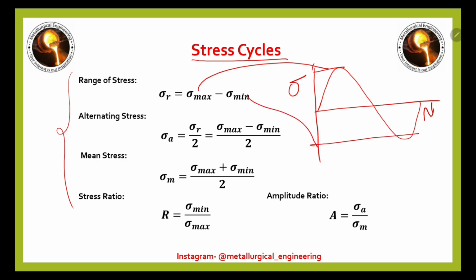The range of stress is defined as sigma r, the difference between sigma max minus sigma min. The alternating stress, which is also called the stress amplitude, is defined as half of sigma r, the range of stress. The mean stress is defined as sigma max plus sigma min by 2. And the stress ratio is the ratio of sigma min upon sigma max, and the amplitude ratio is defined as the ratio of alternating stress upon the mean stress.